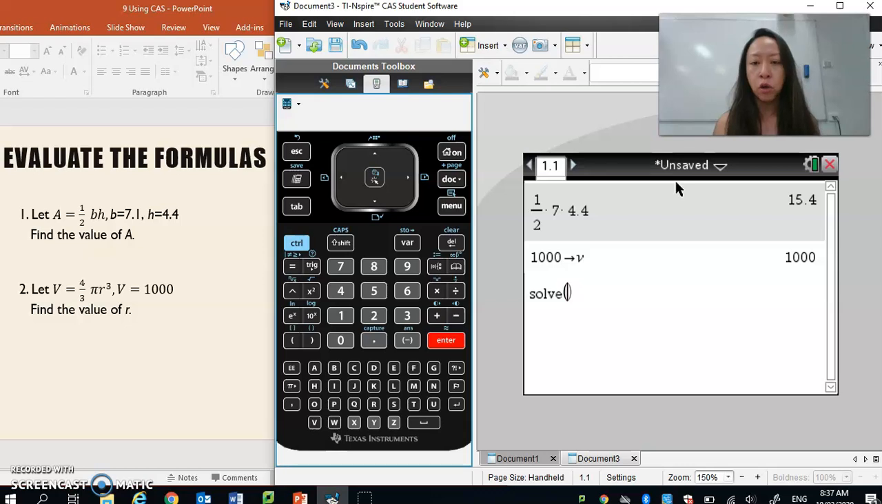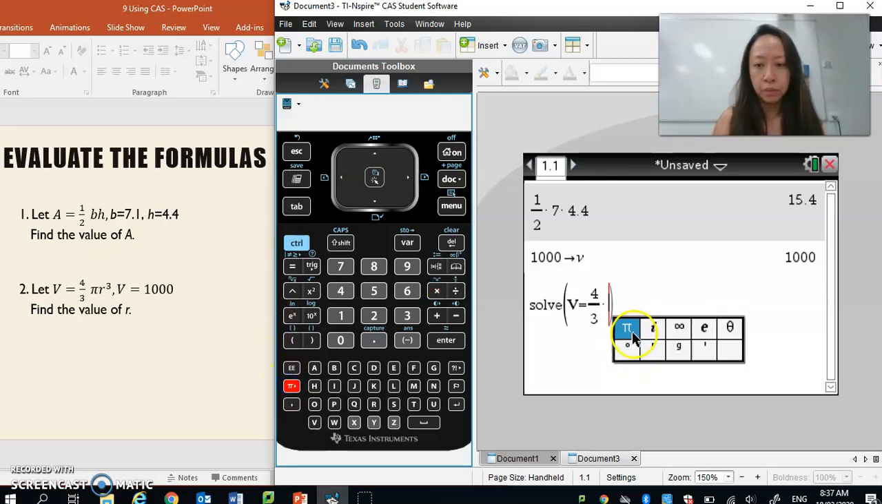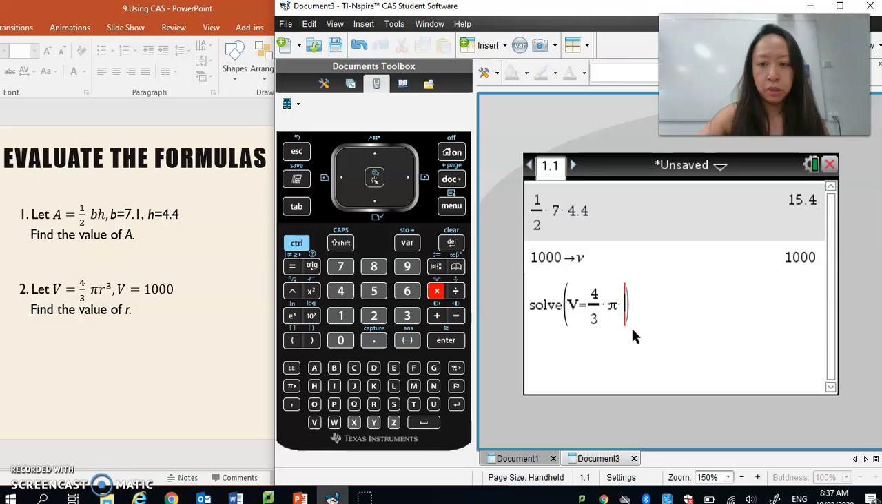If we choose solve, we can see there's this solve word on the screen, and in order to solve this, I have to key in the equation. So that's V equals 4 over 3 times pi times r cubed. One word of caution for using TI is that you have to put times in between two pronumerals, or else sometimes it cannot be solved.